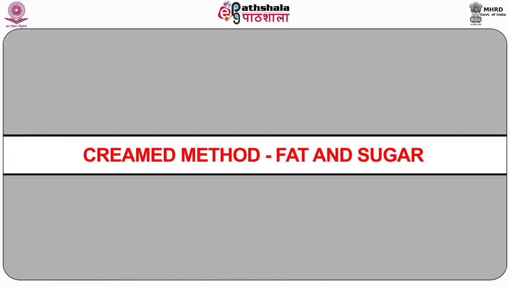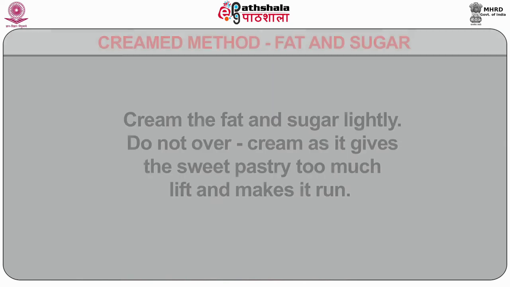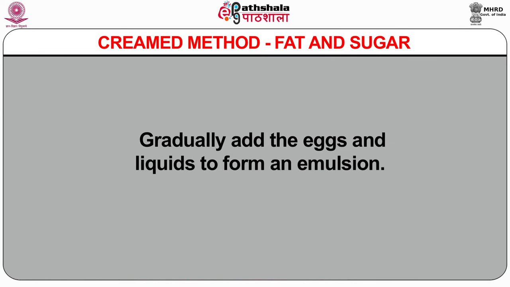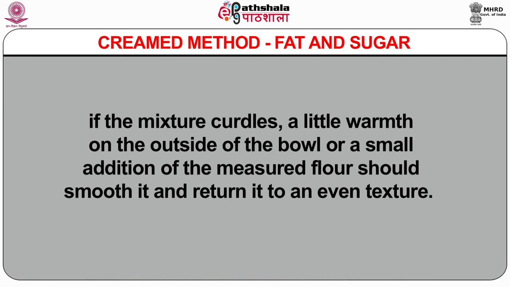Creamed method, fat and sugar. Cream the fat and sugar lightly. Do not over cream as it gives the sweet pastry too much lift and makes it run. Gradually add the eggs and liquids to form an emulsion. If the mixture curdles, a little warmth on the outside of the bowl or a small addition of the measured flour should smooth it and return it to an even texture. This method is one of the most commonly used in the commercial production of this pastry.